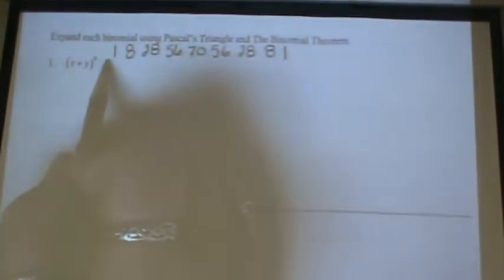So for our first term, we're going to have this coefficient. So we have 1 times our first term. And our first term is going to be x to the 8th, because remember we start with our power, and this term decreases by 1 each term. And then we have y, and y starts out with an exponent of 0, and this exponent will increase by 1 each term. So this is our first term.